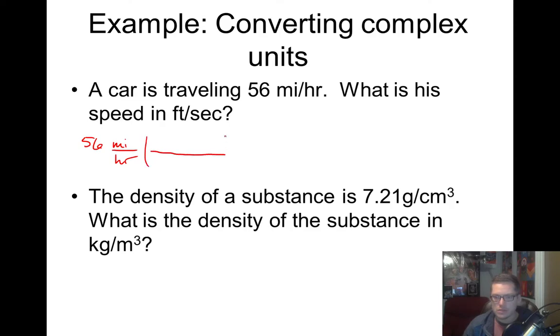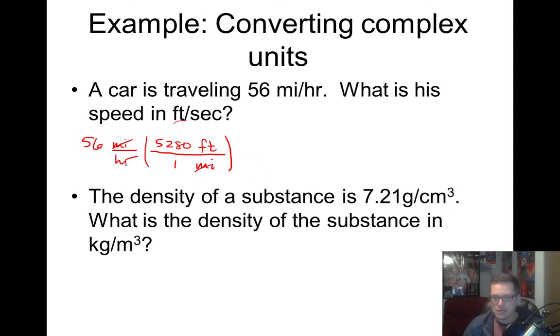You can start with the top or the bottom, it doesn't matter. Let's start with the miles. The miles are going to cancel if we put them on the bottom, and we're going to feet. So if miles go on the bottom, feet go on the top. For every 1 mile, we have 5,280 feet. Now our miles are canceled, and we're in feet.